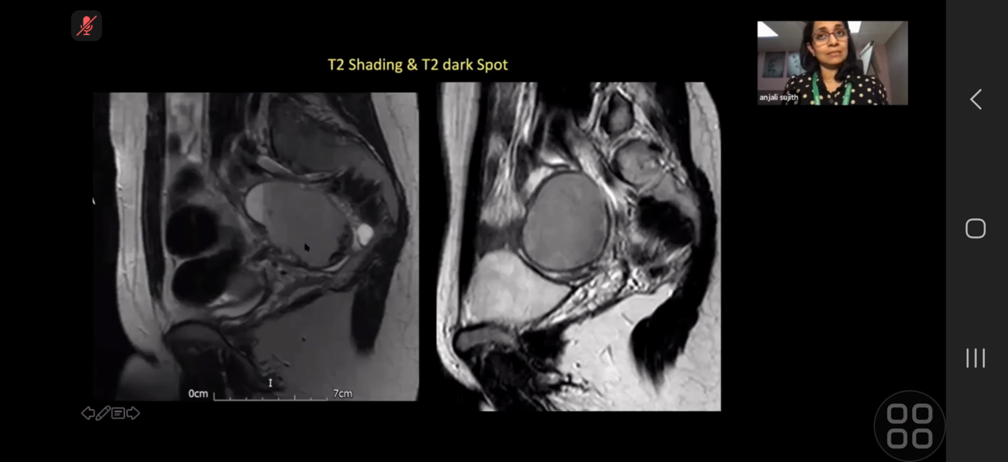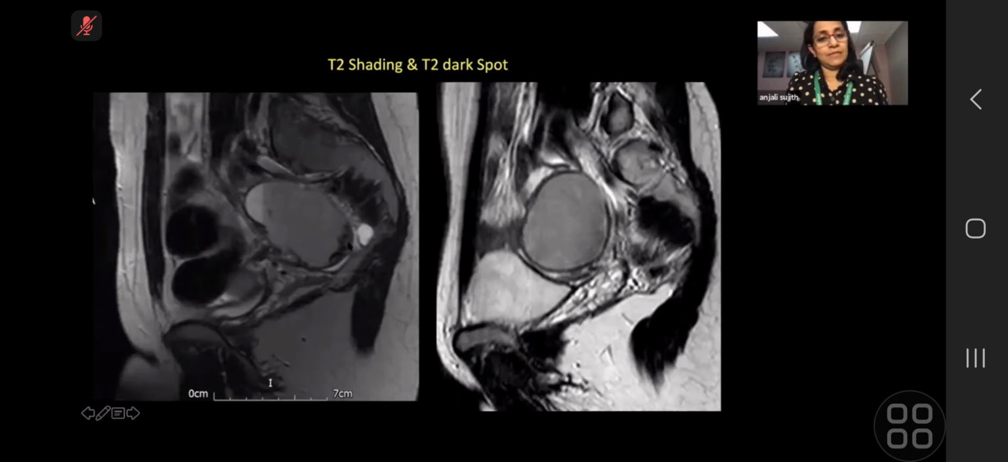T2 shading heavily depends on the amount of protein and iron content within the endometrioma because of repeated cyclical bleeding. And it can have various appearances. It can appear as a fluid level, or as a homogeneous low signal lesion, or as a gradient loss of signal. Now there is another sign, which is the T2 dark spot.